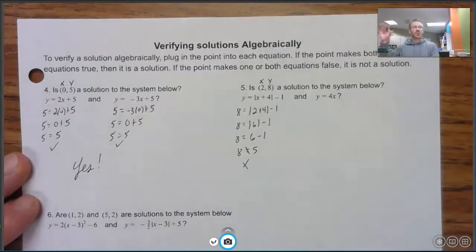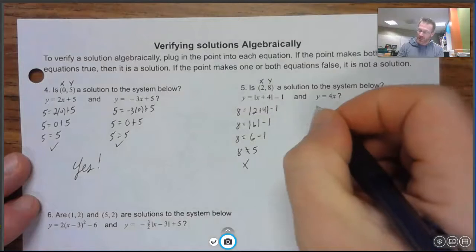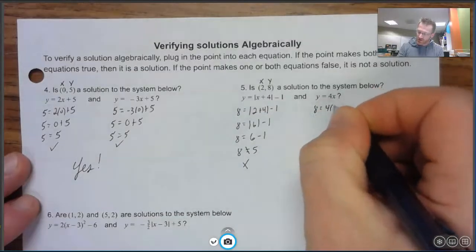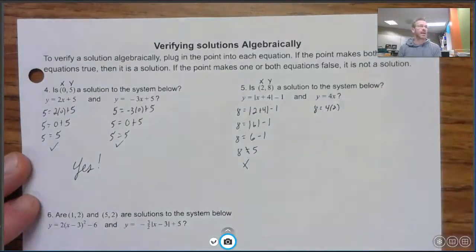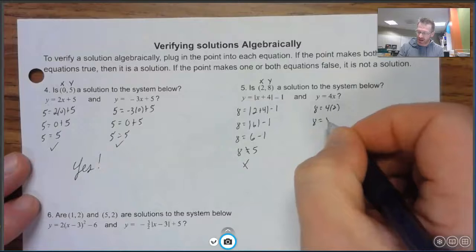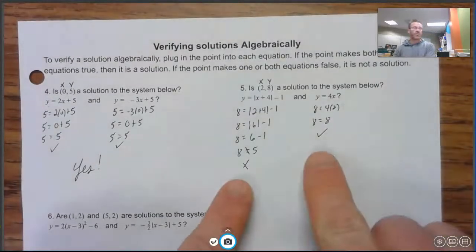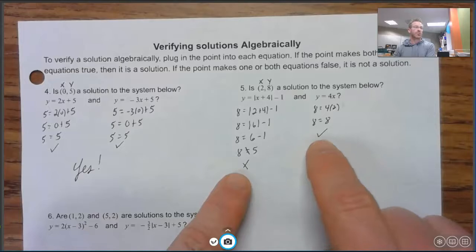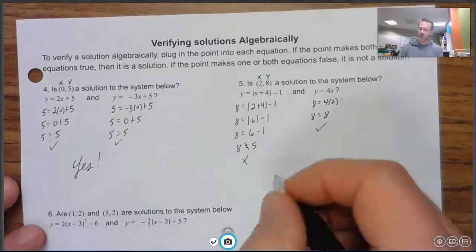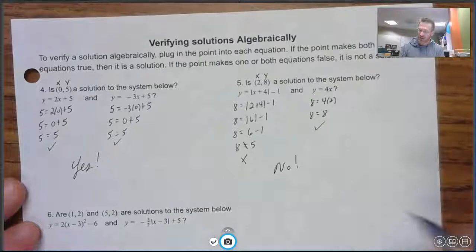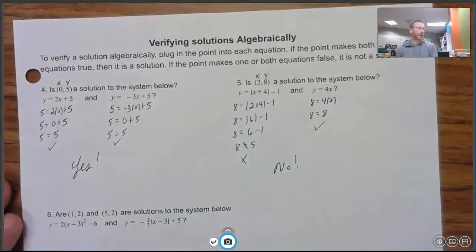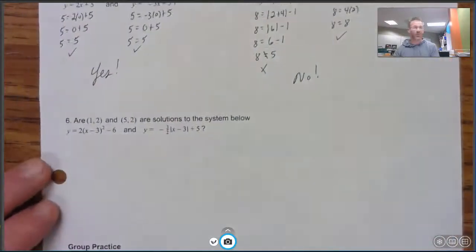But I want to show you the other part, because notice if we had started with this equation, it would look like 8 equals 4 times 2, and I get 8 equals 8, which is a true statement. So notice we don't want one of each. We have to have two true statements. So if the first is false or the second is false or both are false, this would not be a solution. So it is not a solution.